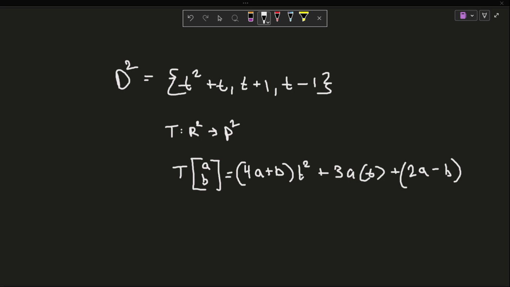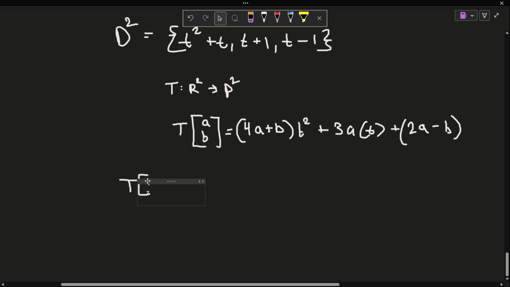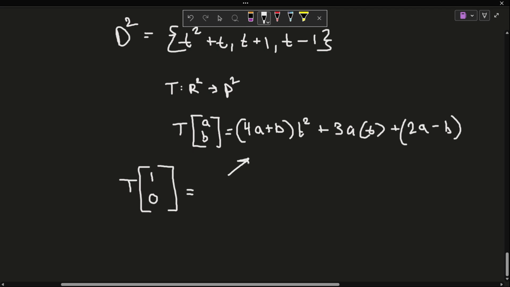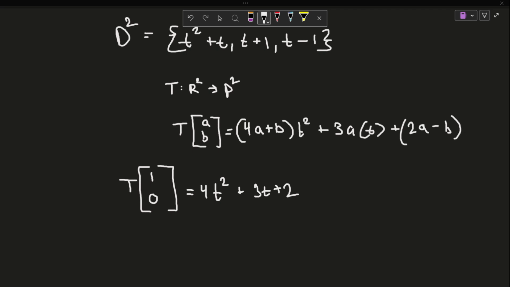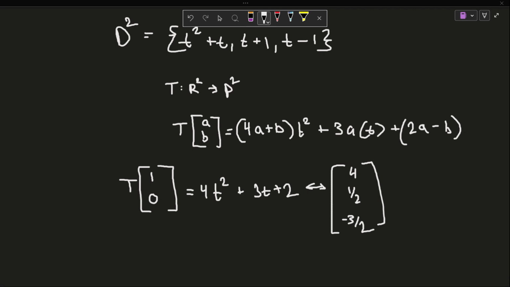Let's try this for the standard basis. If we take T of 1, 0 and use this here, what you should get is 4t squared plus 3t plus 2. And that is going to give us 4, 1/2, minus 3 by 2. Okay?